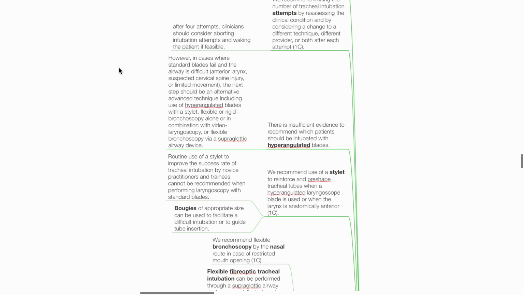It is recommended to use a stylet to reinforce and pre-shape tracheal tubes when hyperangulated laryngoscope blade is used, or when the larynx is anatomically anterior. Bougies of appropriate size can be used to facilitate a difficult intubation or to guide tube insertion. Routine use of stylet to improve success rate of tracheal intubation cannot be recommended when performing laryngoscopy with standard blades.